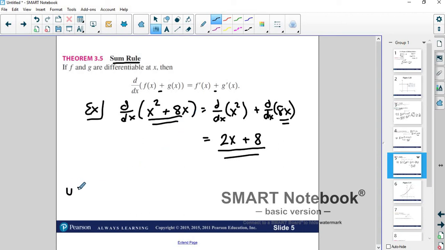All right, I want you guys to try one here. You go ahead and try taking the derivative of a polynomial. Let's say x to the 4th minus 7x squared plus 11. You guys go ahead and pause the video now and try that one and see what you get.